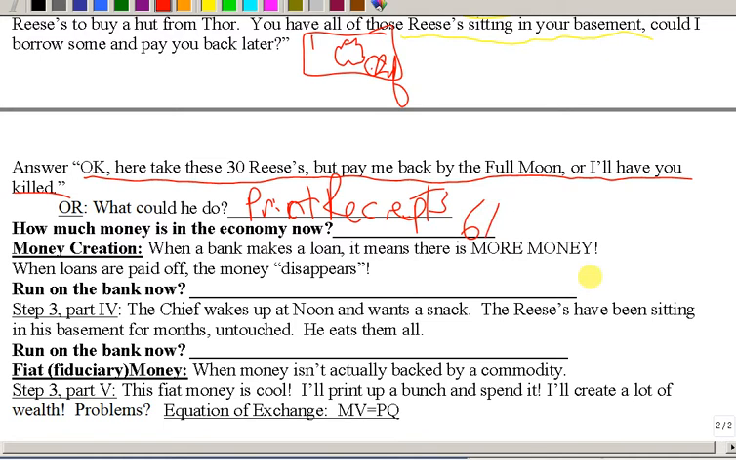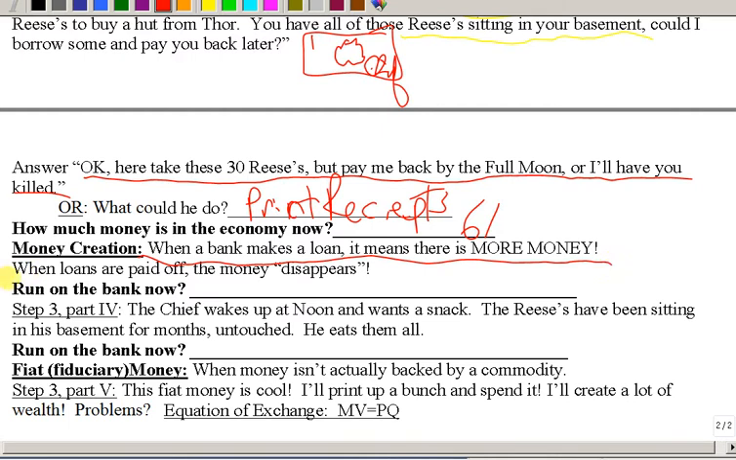And this is the key to understanding what happens with banks in the economy. When a bank makes a loan, it means there really is more money in the economy. There were 31 pieces of paper that represented Reese's peanut butter cups, but now there's 61. As soon as a bank makes a loan, it expands the amount of money. And it doesn't matter how the bank does it. Even if the chief handed out 30 peanut butter cups from the vault, still there would be those 30 peanut butter cups plus the 31 receipts out there. There's more money flowing around. There's more money, no matter how you chop it.